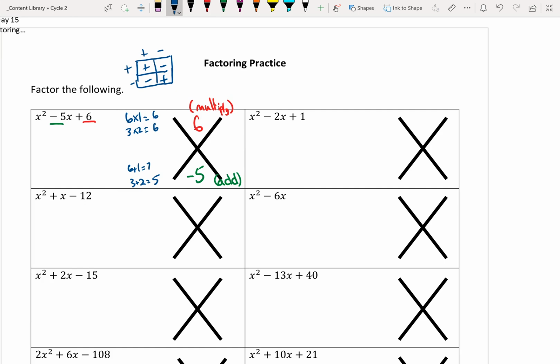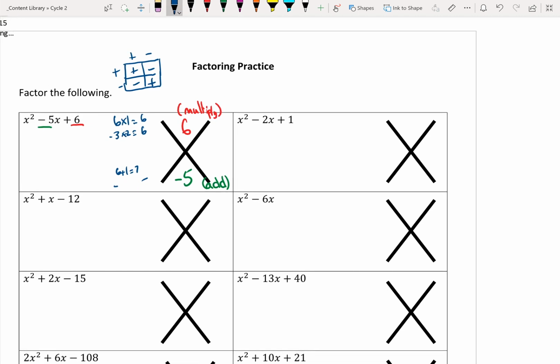So I know that I have the two numbers that add to 5, but I want it to be negative 5. So that means instead of it being positive 3 and positive 2, it's going to be negative 3 and negative 2, because negative 3 plus negative 2 does equal negative 5. So that happens to be my two answers. So that means in the brackets, I will have x minus 3 and x minus 2 as my factored form.